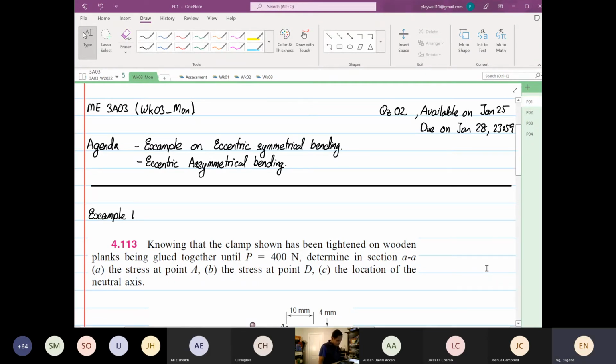So today, I'm going to show you an example of eccentric symmetrical bending. And then we're going to go into eccentric asymmetrical bending, a bit on the theory on that, which is not a lot.